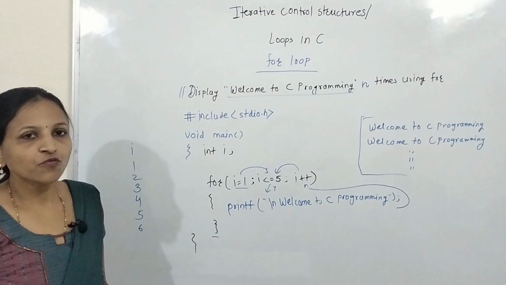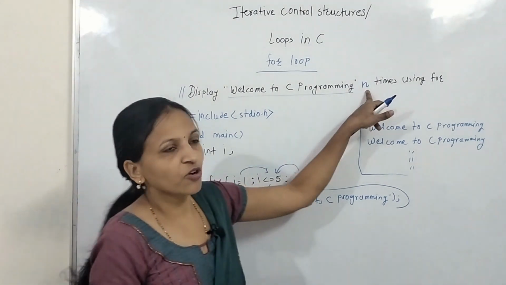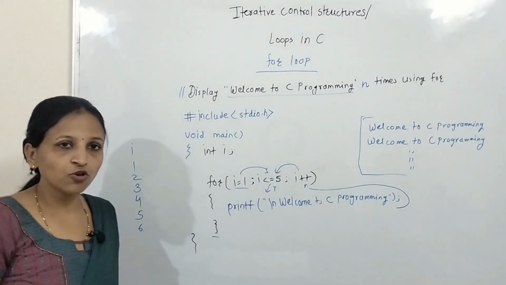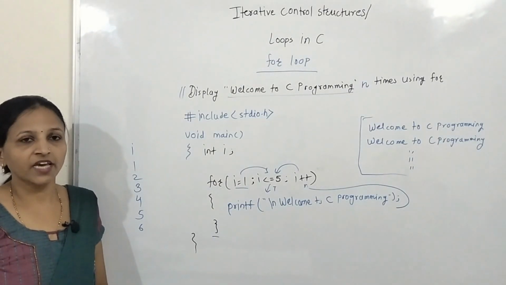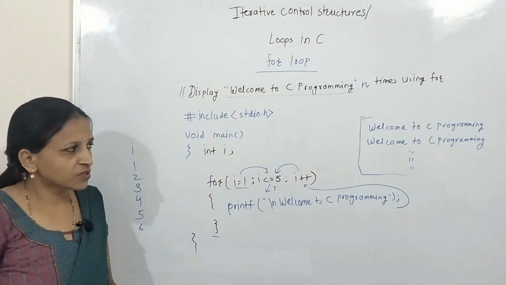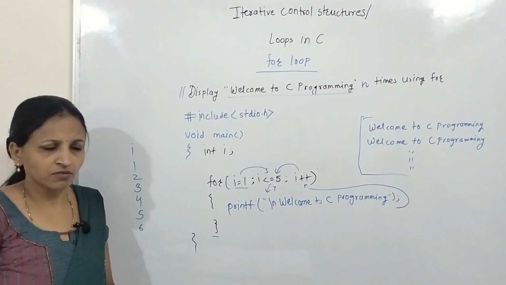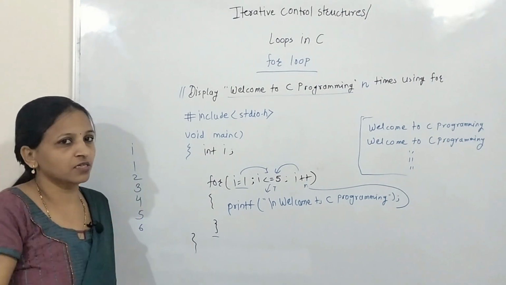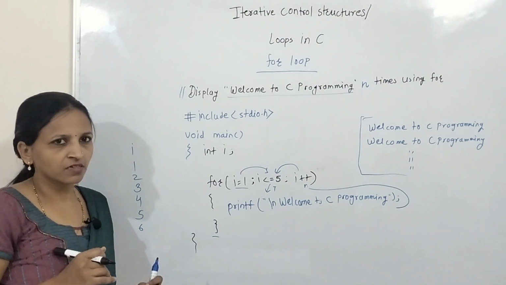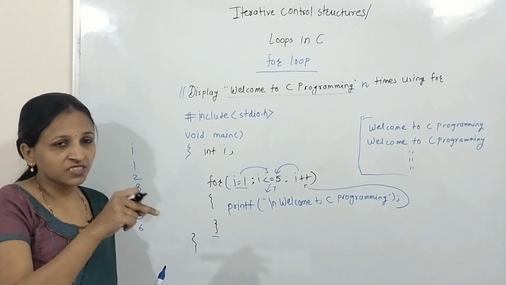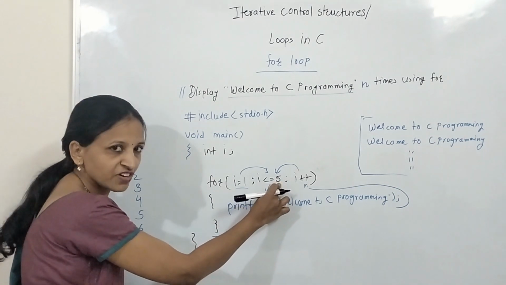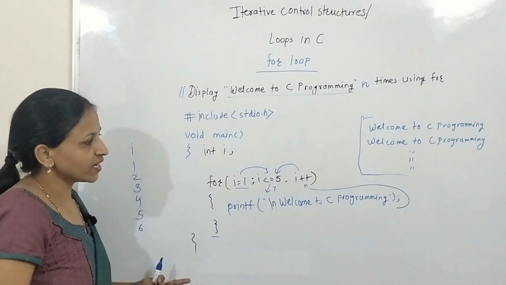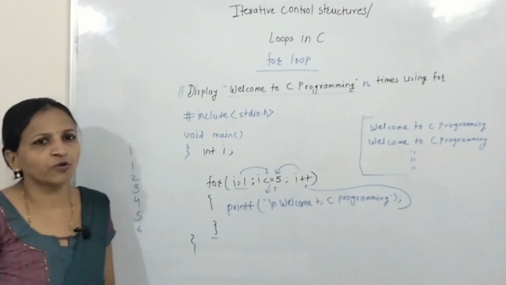Now suppose you want to display this message n number of times. Then the value of n should be accepted from the user first. Suppose the user wants to display the message 3 times, then the user will enter 3 as the value of n. We have to accept the value of n from the user first, and in place of 5 place n, then you will get the message displayed n number of times.